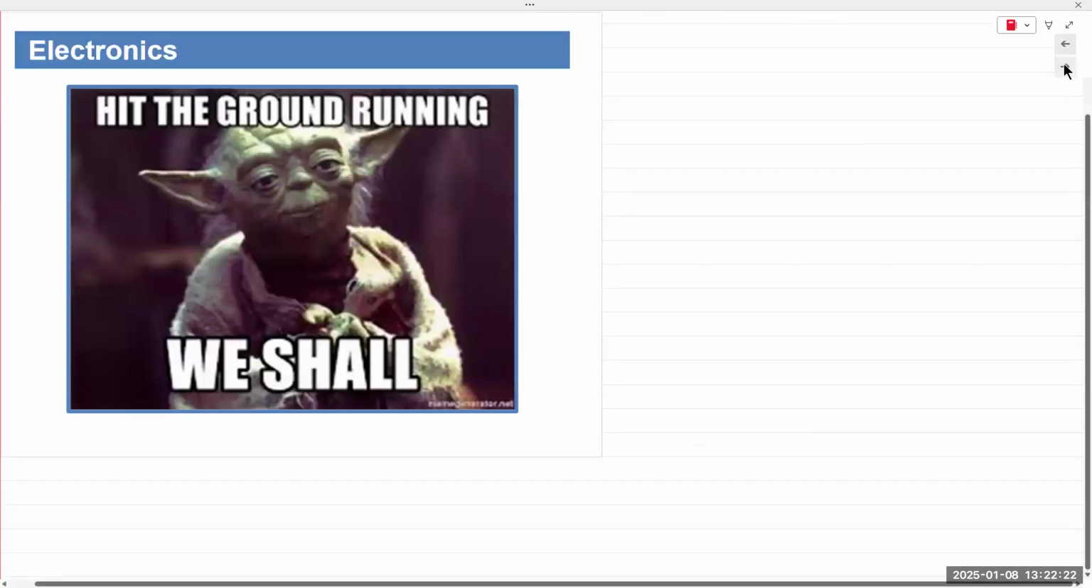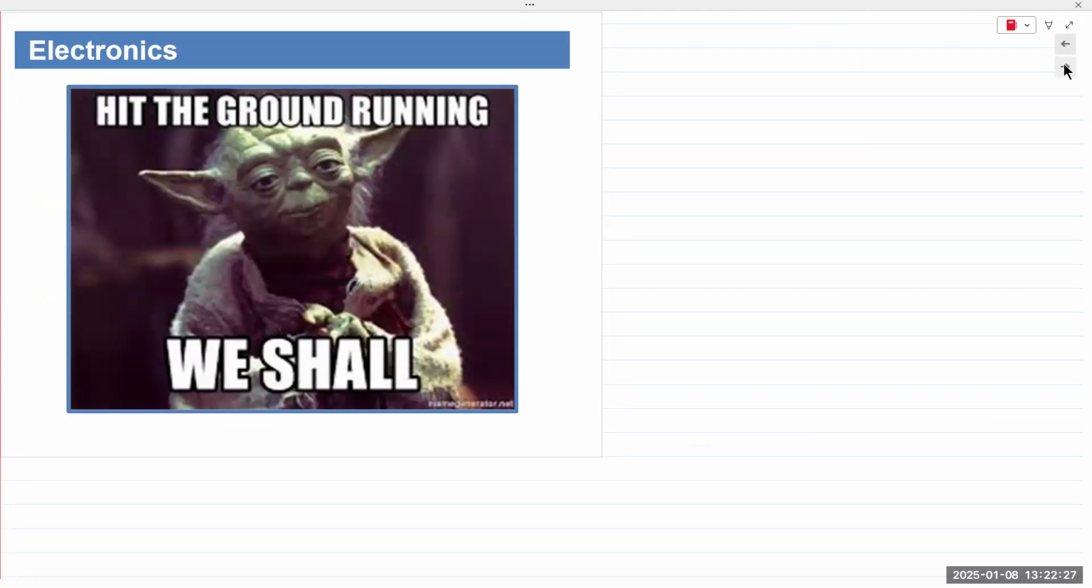So I borrowed this meme from Professor Chuck Bland. Really like this. He's a big fan of Star Wars and big fan of using memes. And so am I. So I borrowed it from him.